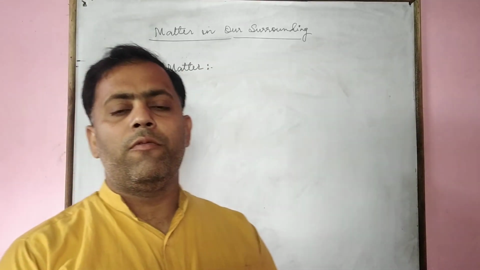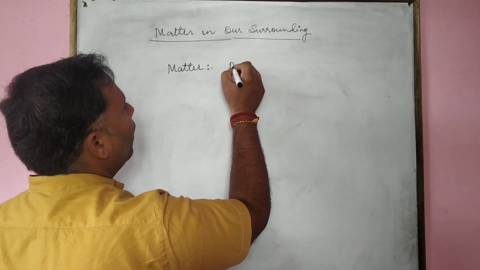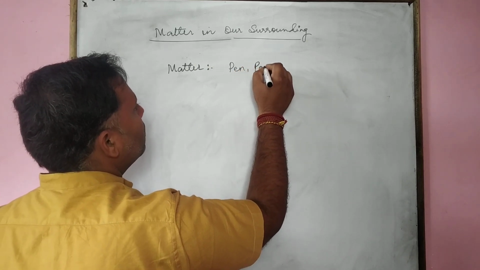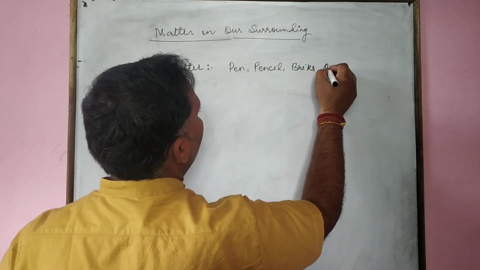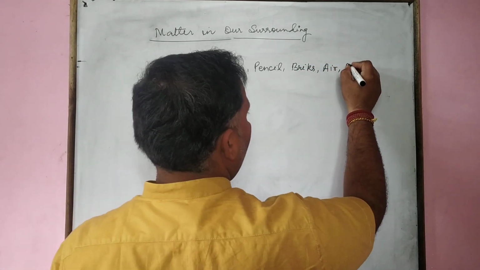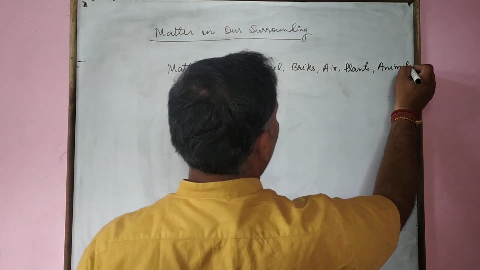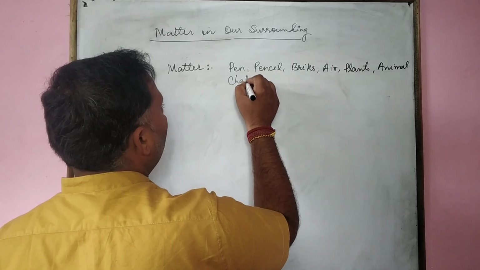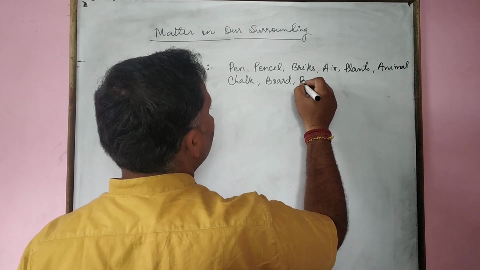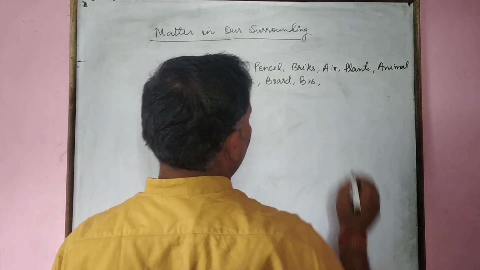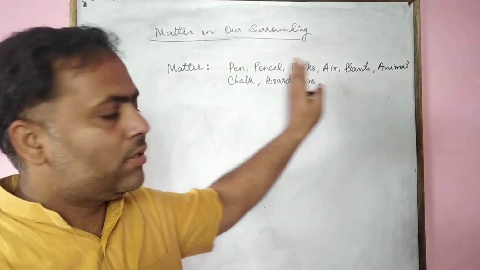We have a wide variety of examples of matter, such as we will take pen, pencil, bricks, air, plants, animal, chalk, board, bus, etc. What is the similarity in these kinds of examples?